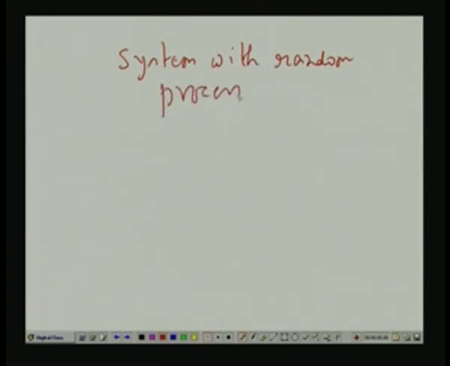Okay, so today we discuss systems with random processes as input. Suppose x(t) is a random process.